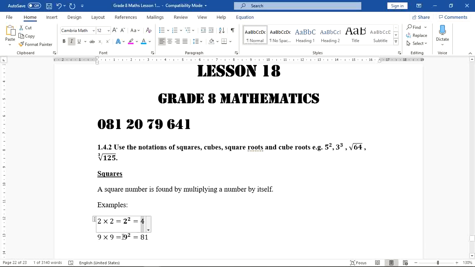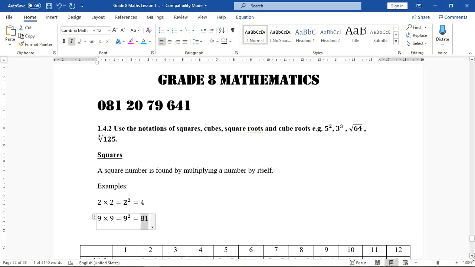So let us look at this one. 9 exponent 2 is a power of 9 because the base is 9, so it means we need to multiply 9 twice, and if we multiply 9 by 9, we get 81, and 81 is what we call a square number. I hope you have listed the square numbers that I asked you to do.